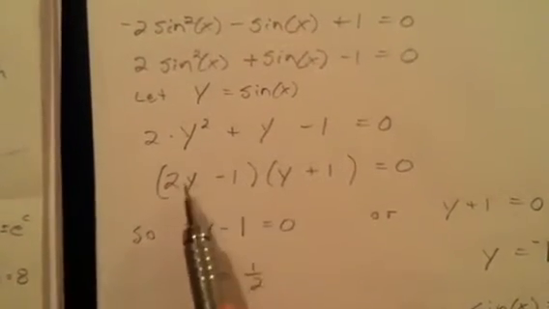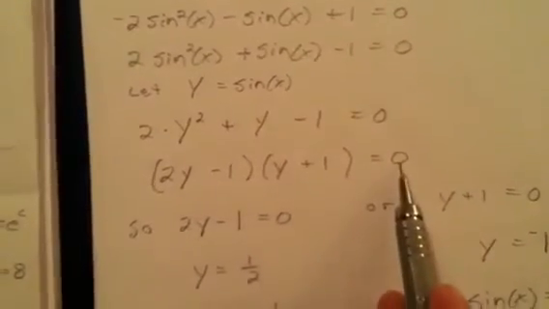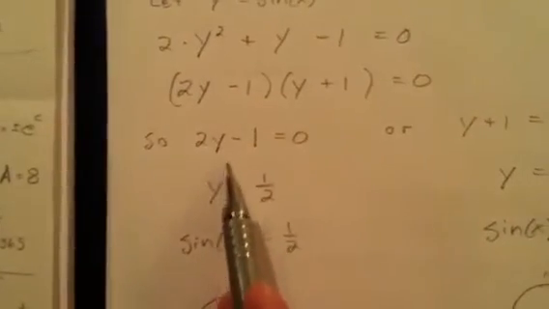Anyway, this uses what's called the zero product rule. Two things multiplied, the answer is 0. Either one of the things is 0 or the other thing is 0. So, which is a lot easier to solve.